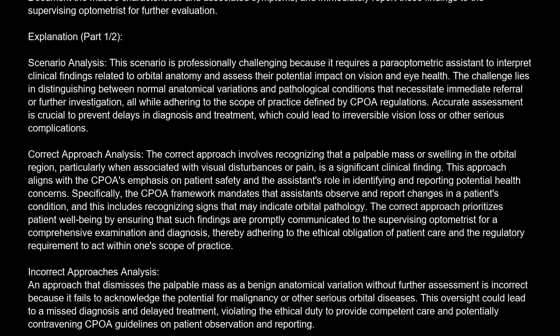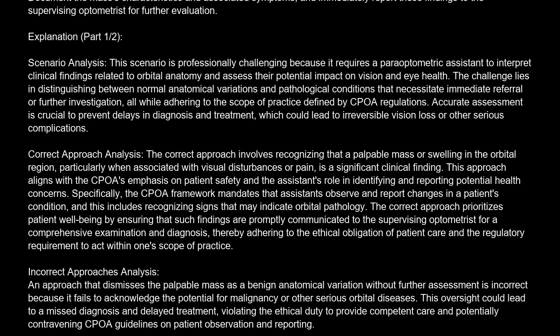The correct approach involves recognizing that a palpable mass or swelling in the orbital region, particularly when associated with visual disturbances or pain, is a significant clinical finding. This approach aligns with the CPOA emphasis on patient safety and the assistant's role in identifying and reporting potential health concerns. Specifically, the CPOA framework mandates that assistants observe and report changes in a patient's condition, and this includes recognizing signs that may indicate orbital pathology.